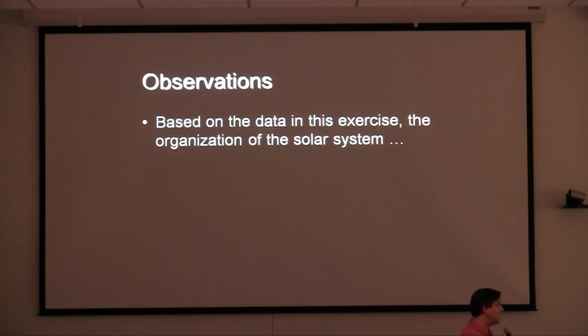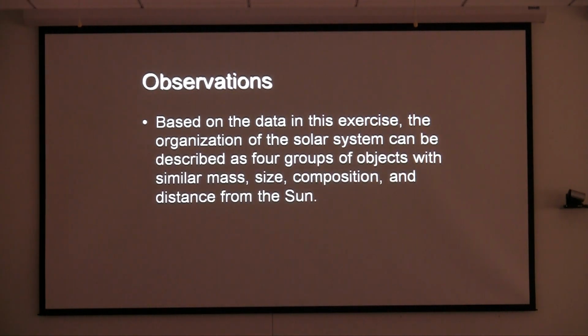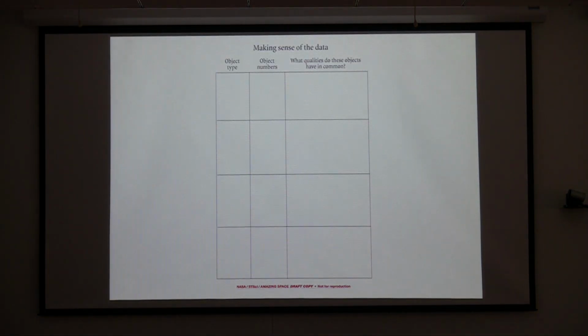You can use this data to organize the objects in the solar system into groups and categories and classification. So the homework exercise is to say, all right, here it is. Based on the data in this exercise, the organization of the solar system can be described, I don't say it has to be described, but it can be described as 4 groups of objects with similar mass, size, composition, and distance from the sun. I think we've shown that for these things, right? But you can go beyond that. We showed that with the moons, all right?